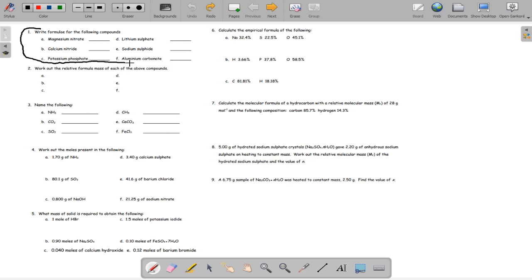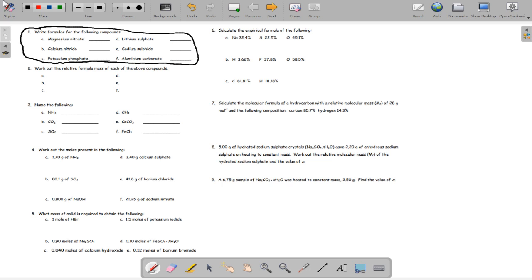So we'll start off with writing formulae for compounds. How this video is going to work is I'm going to pause, you press pause and have a go at the questions, and we'll go through the answers after the jump cut.